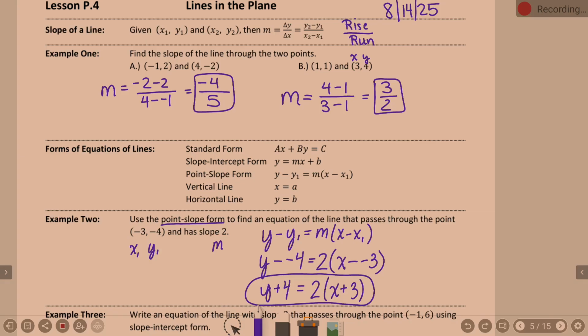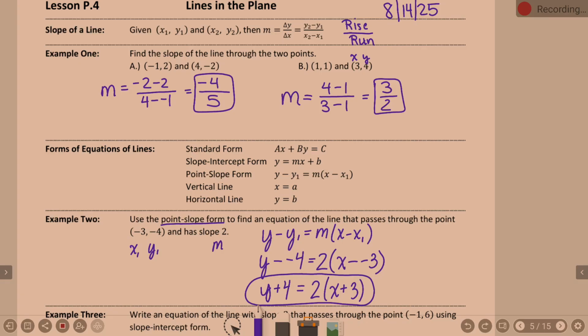Okay. Now, one of the ways you can use point slope form sometimes is to convert something to slope intercept form. And we'll talk about that at another point in time. But that's point slope form right there.